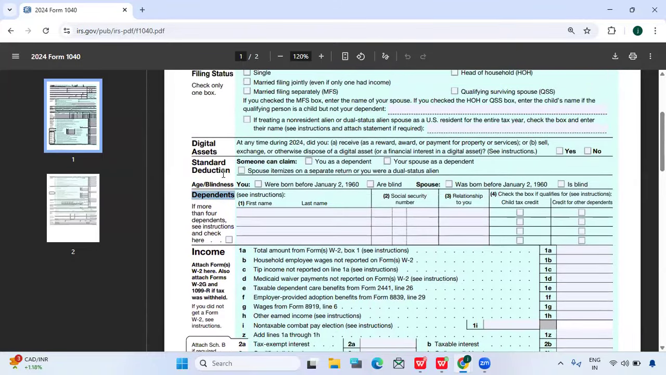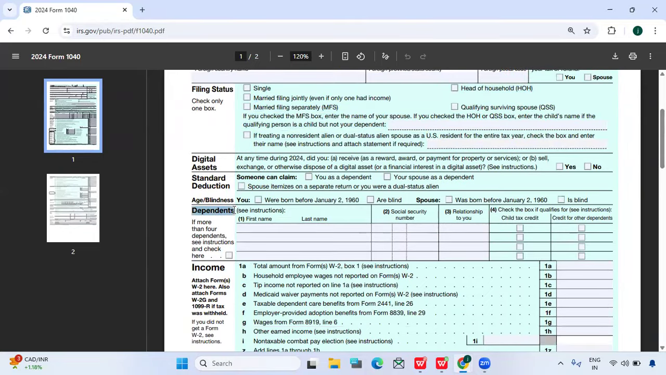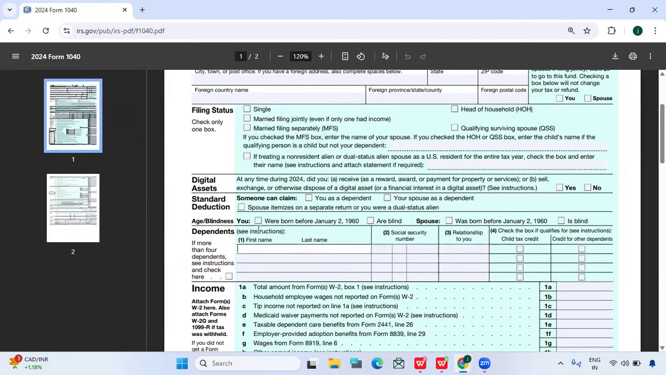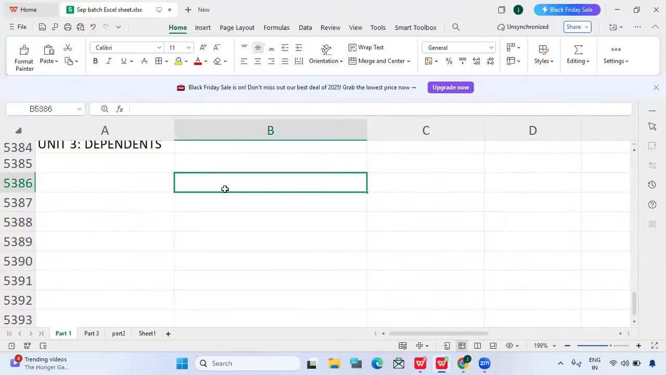So if you are considering a person as a dependent, then in Form 1040, when we are preparing the 1040, the first very important thing is filing status. We must select the filing status, which is very important. After that, dependents. So you have to enter your dependent details, if any. When we can enter someone in the dependent list, we have a couple of rules. So first, two rules we have.